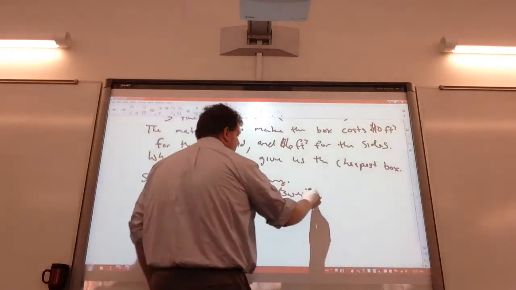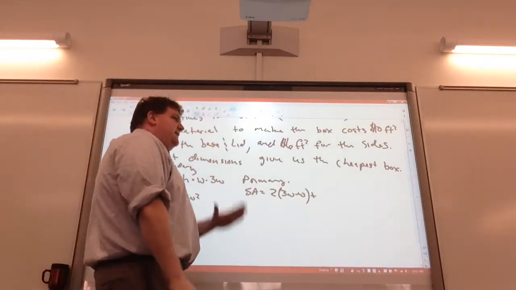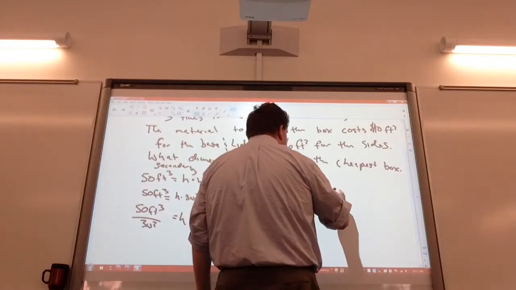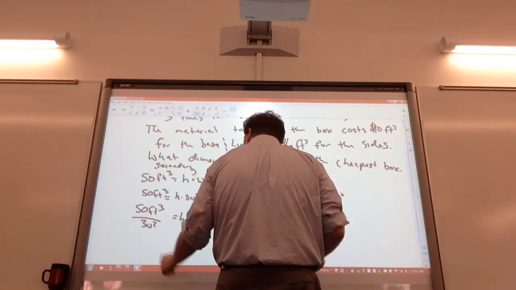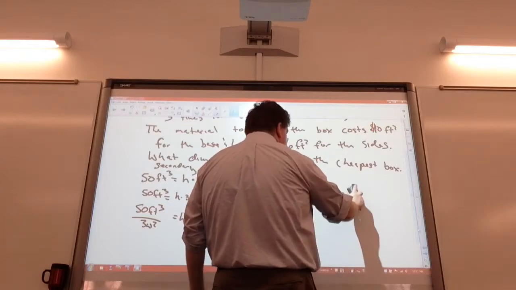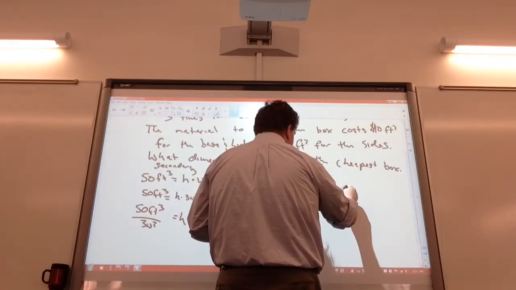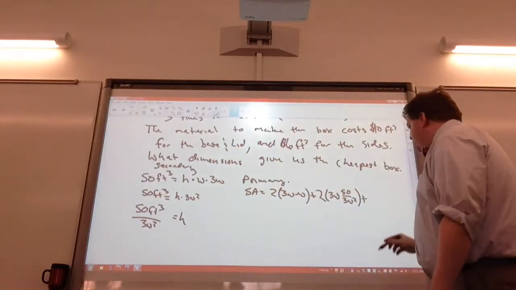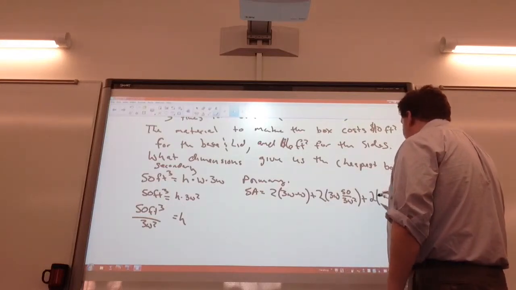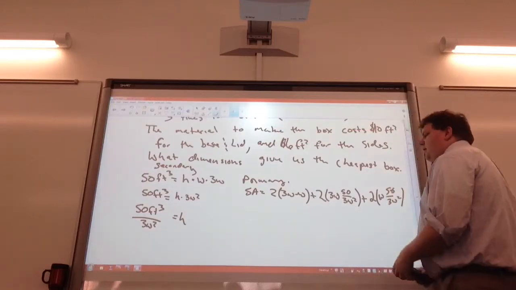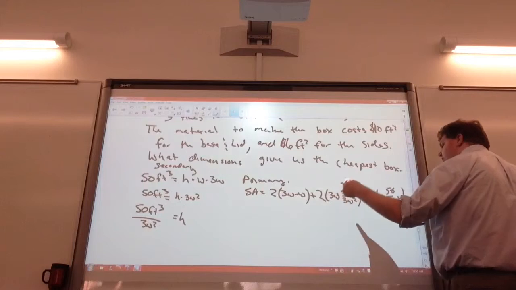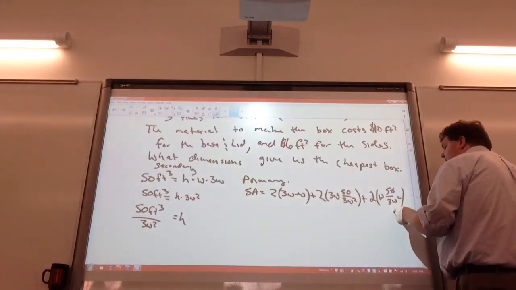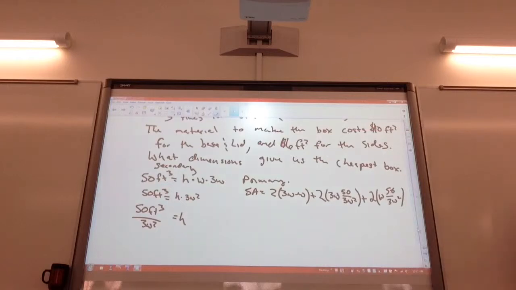Plus, we're going to do one side panel, which is the length times the height. So it's 2 times 3W times 50 over 3W squared, because that's what we figured out the height was, plus the other side, which is 2 times W times 50 over 3W squared. So bottom, length times width; one side, length times height; other side, width times height. And that's the surface area. So that's the equation for the surface area.